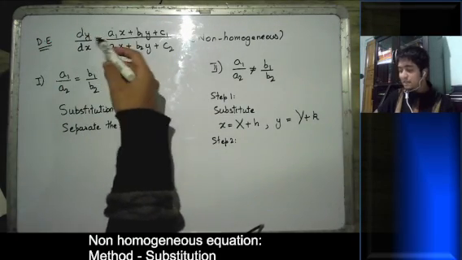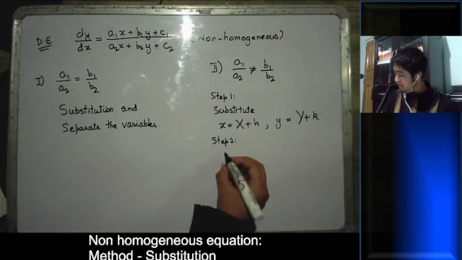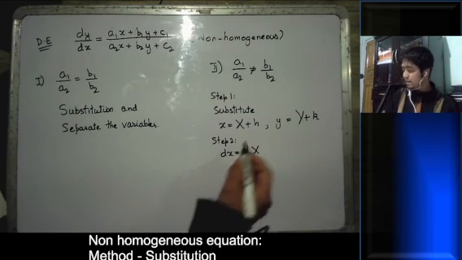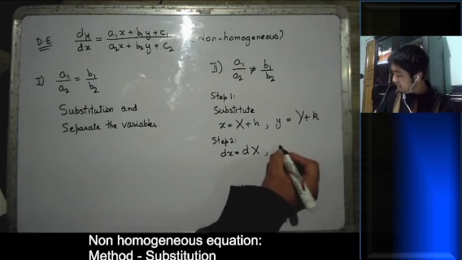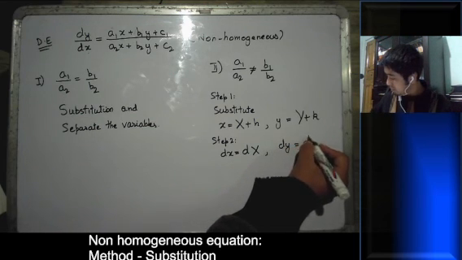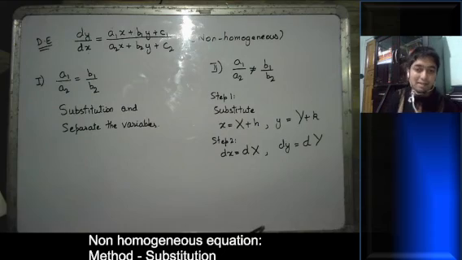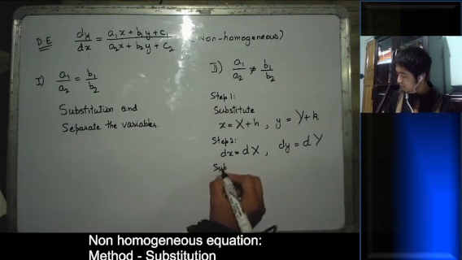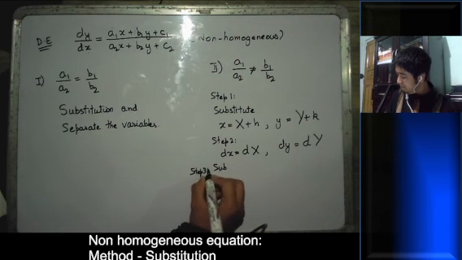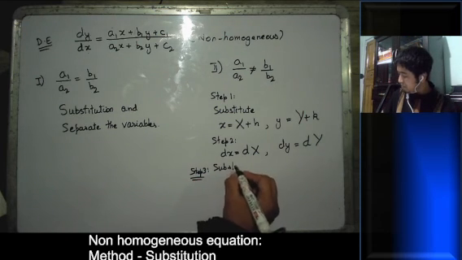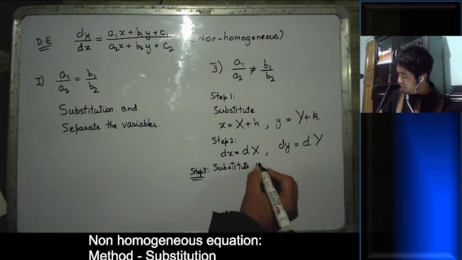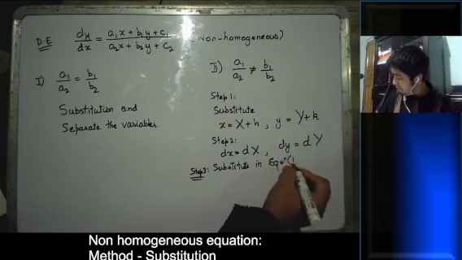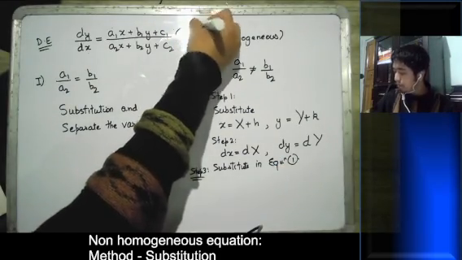You will notice that we will need dy and dx. Over here dx will be equal to dX, because h is a constant, and dy will be equal to dY, again because k is a constant. So we can substitute it over there. So this is step 3. Substitute in equation 1.